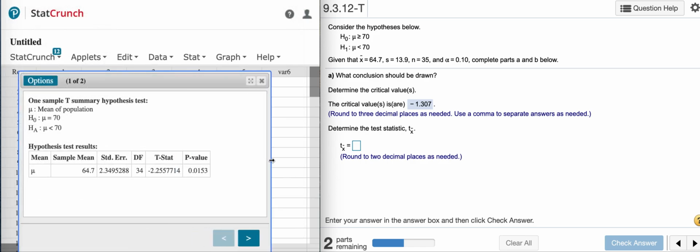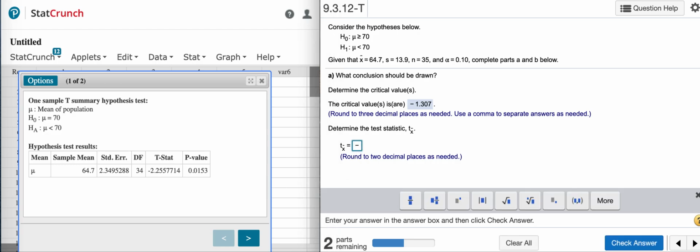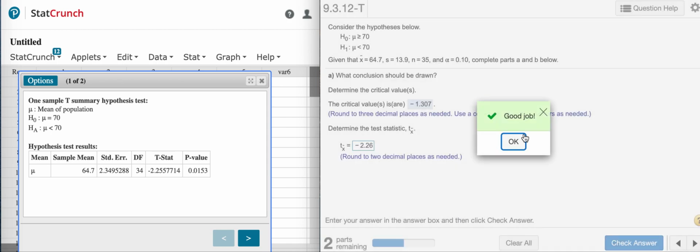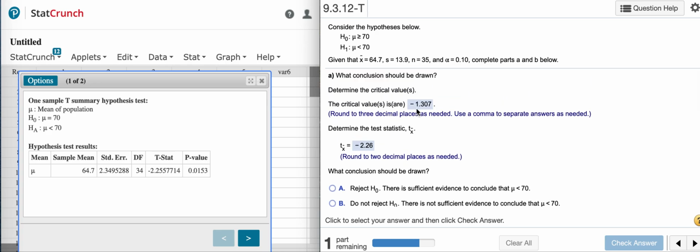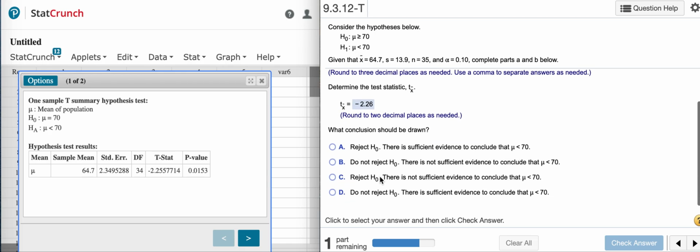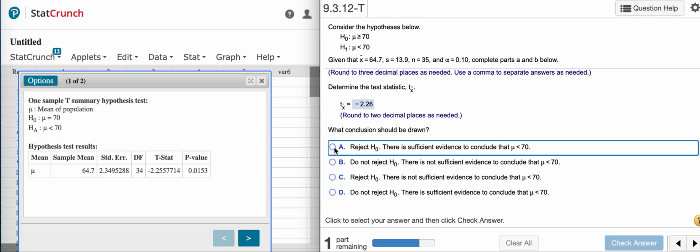And so here I have a test statistic, t, which is indeed less than the negative 1.307. So my test statistic here is, to 2 decimal places, negative 2.26. So in this case, I would reject because it is less than the negative 1.307. It's further off to the left, the negative direction. So we're going to reject the null hypothesis because this is sufficient evidence for the alternative. Sufficient evidence to conclude that the mean is actually less than 70.